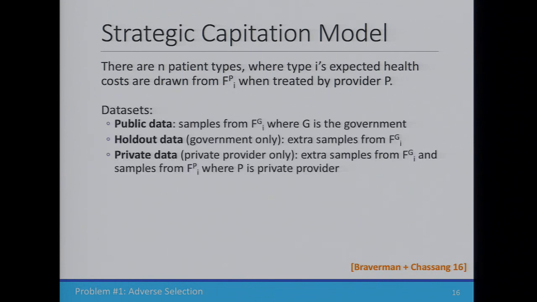So now there are a couple of different data sets. The first one is public data, which is samples of how much it costs to treat this patient when the government is treating them. And everybody knows this. This is just publicly known data. The second data set is called the holdout data, which is only known by the government, and it's just more samples from the same distributions, okay? So the government has some extra data about how much it costs to treat patients. The third data set is private data, which only the private provider knows because they have ways to gain extra information, and they have both extra samples of how much it costs the government to treat them and samples of how much it costs the private provider to treat them. Okay, are the three data sets clear?